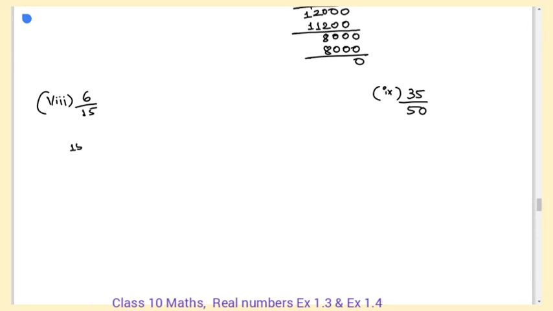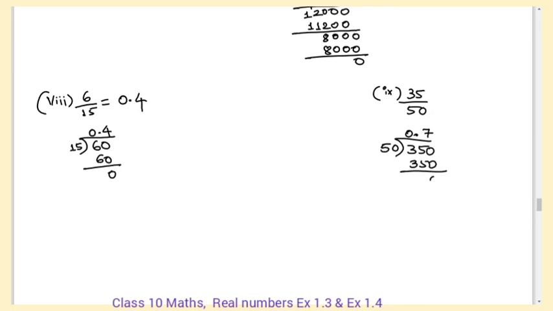Now the next question. It is the eighth one, 6 by 15, and the ninth one, 35 by 50. Now divide 6 with 15. Now put a point and I will take 60. It is 15 fours are 60. The answer is 0.4. Now divide 35 with 50. You got the answer as 0.7 here.